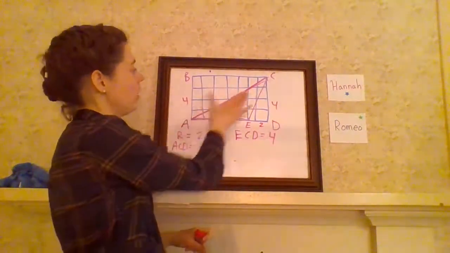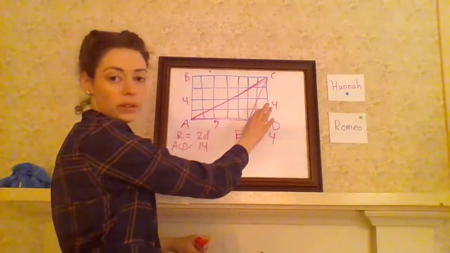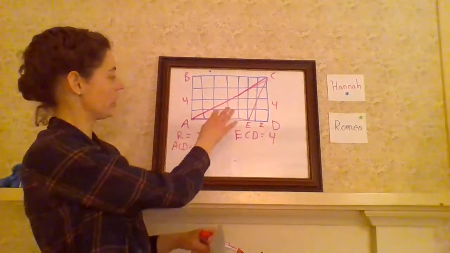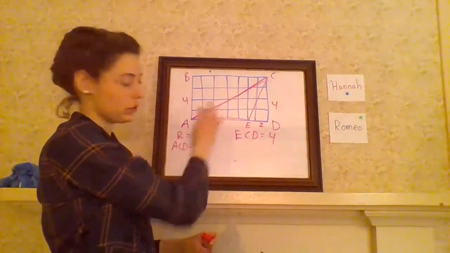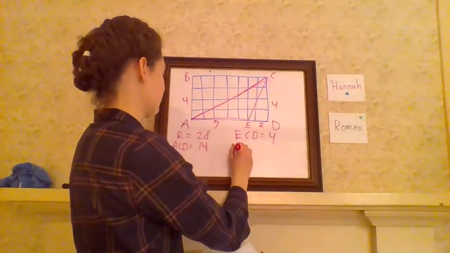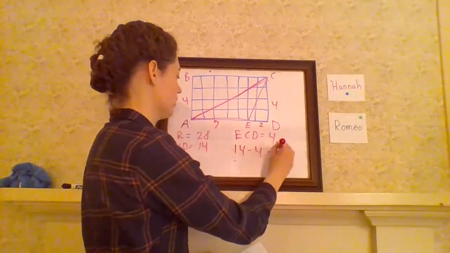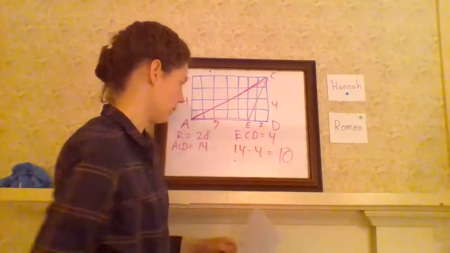So if we know what all that equals and we know what this equals, we could subtract those two to find out the triangle that we're really interested in. So we could say 14 minus 4, which equals 10.